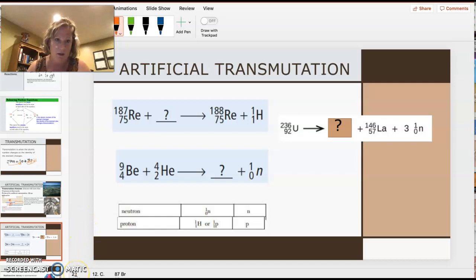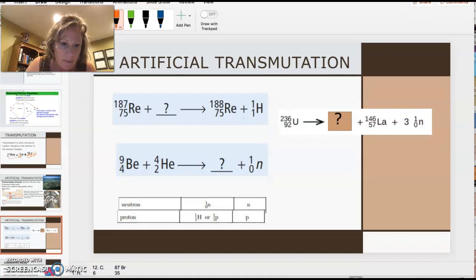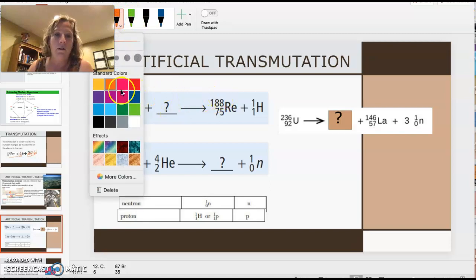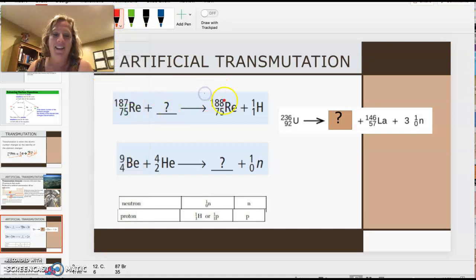So I'm going to move my thing just a little bit. Nothing ever goes perfect, does it? Okay, so the first thing I'm going to show you up here is, oops. Okay, so these two mass numbers add up to 189. This is 187. So that means that we have a mass number of 2 here. The atomic number adds to 76. We have a 75, so that makes an atomic number of 1.